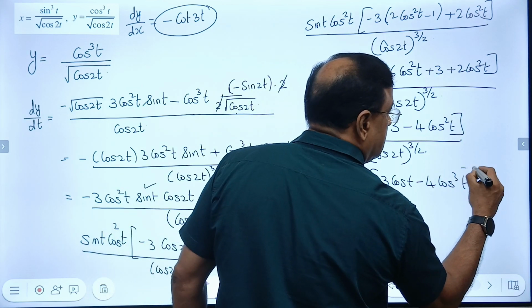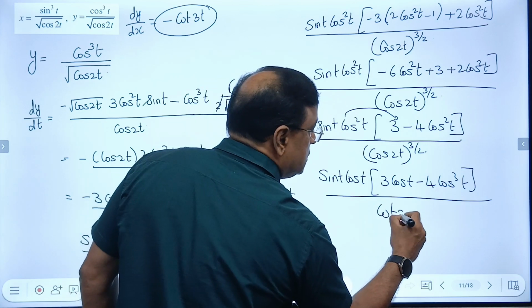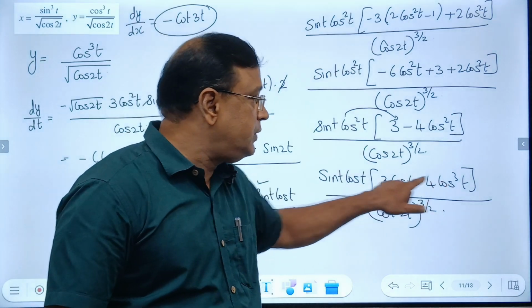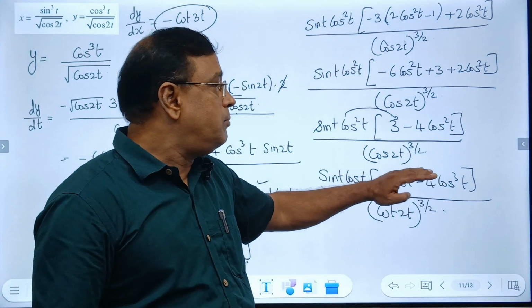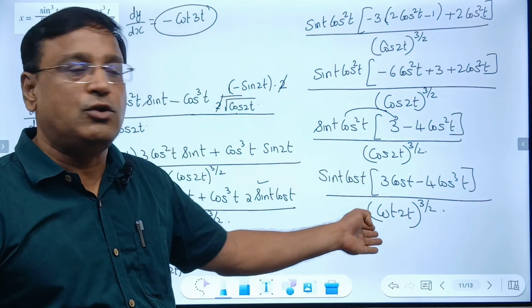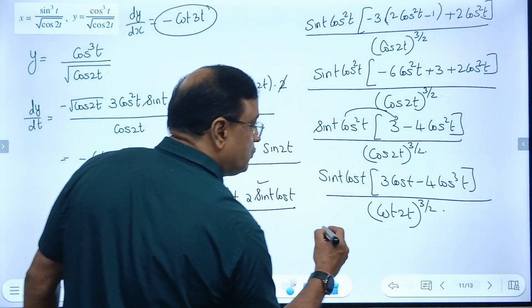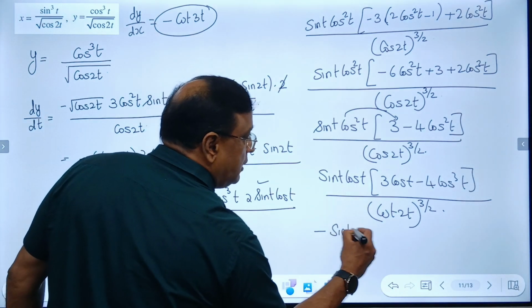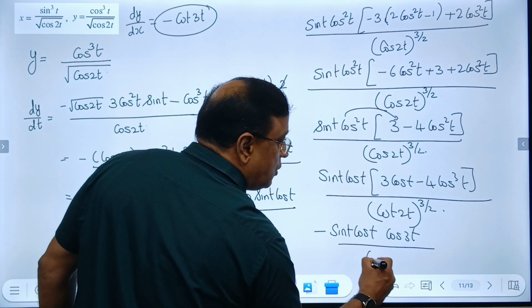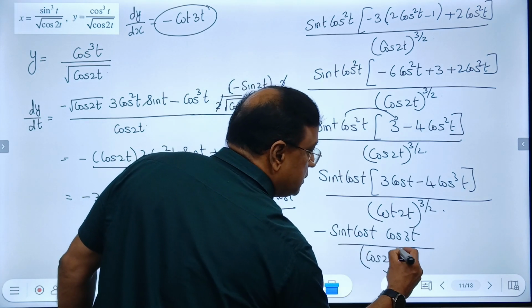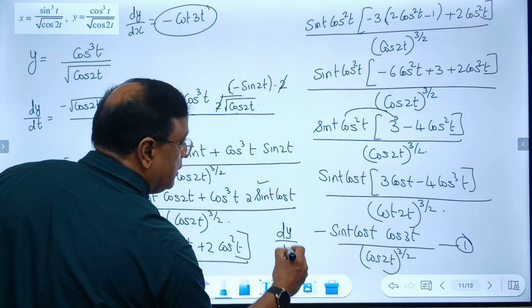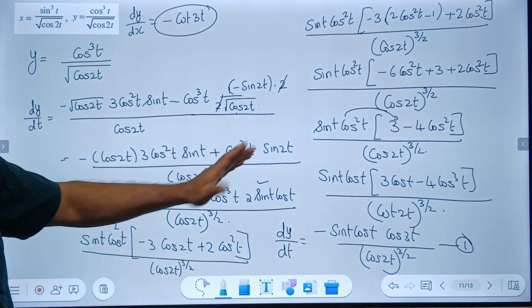t. Now you see how complicated this is. Cos 2t the whole power 3 by 2. Now clearly if you see, this is minus cos 3a. Cos 3a formula is 4 cos cube a minus 3 cos a, but it is the other way around, so you have to put minus sin t cos t, and this is cos 3t divided by cos 2t the whole power 3 by 2. This is your dy by dt. You understand? It's very complicated, very lengthy.